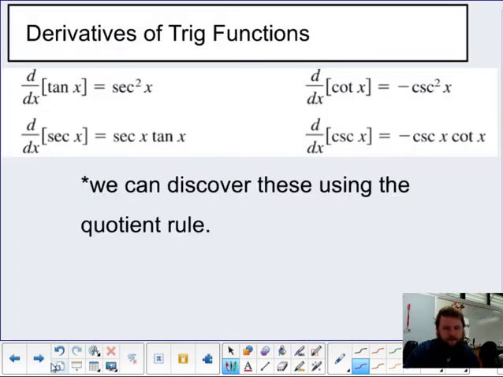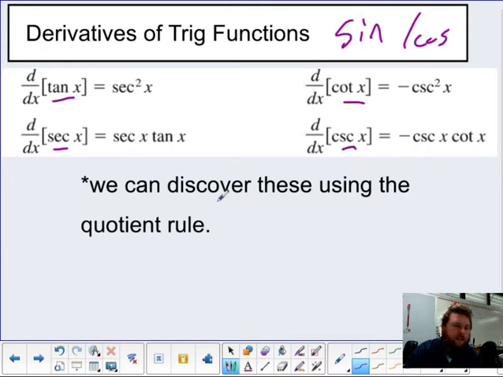Let's begin. So derivatives of trig functions, we did sine and cosine before, and now we're doing the other big four. So tangent, secant, cotangent, and cosecant. And here they are right here. So tangent, secant squared, secant is secant tangent, cotangent's negative cosecant squared, and cosecant is negative cosecant cotangent.